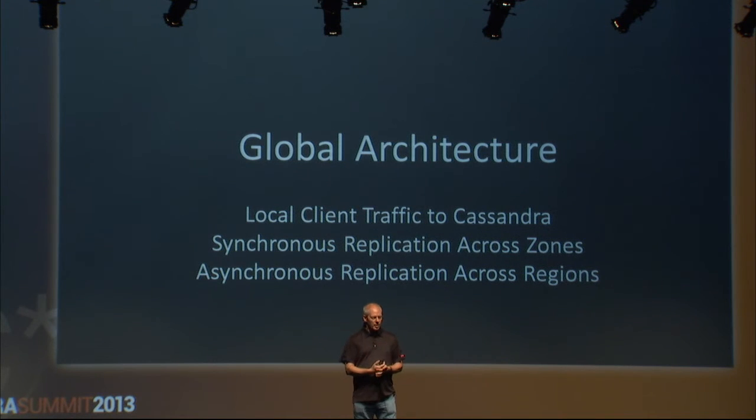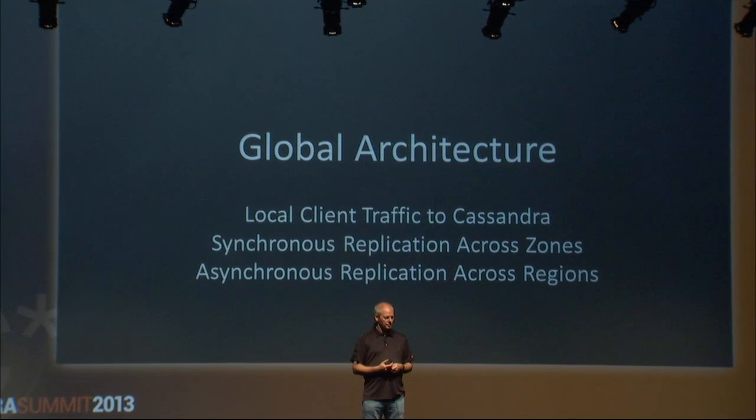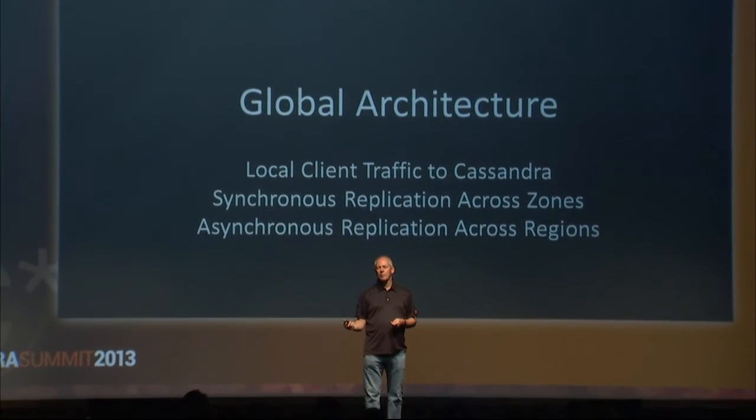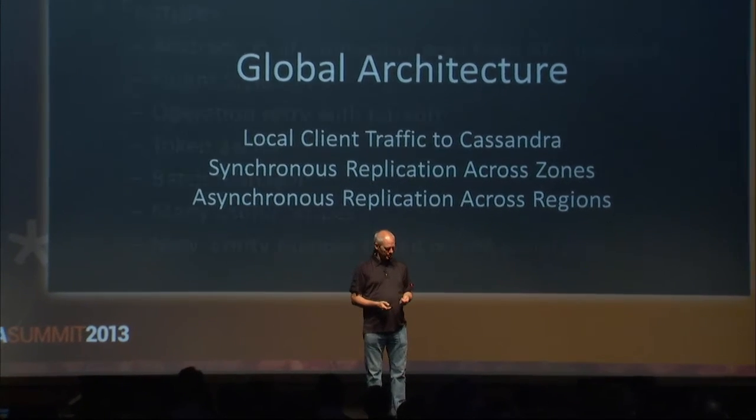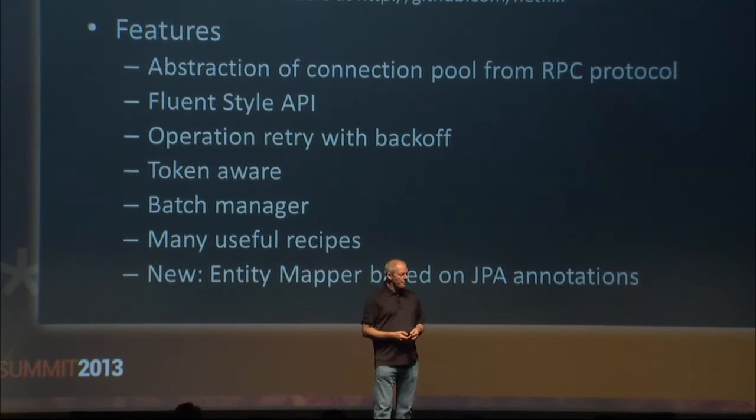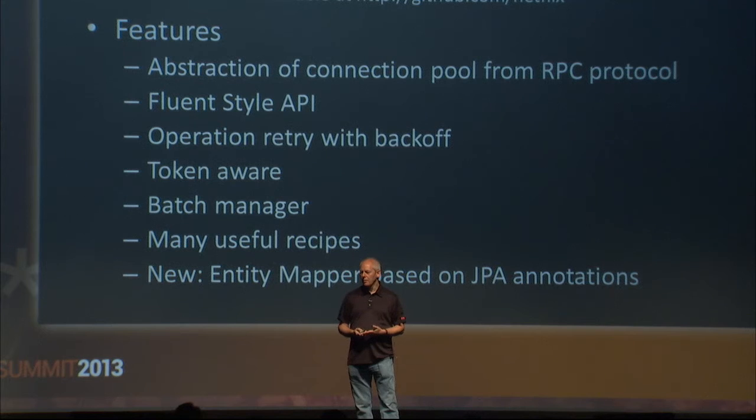Okay, so let's look at the global architecture and some benchmarks. If you think about what happens with a global Cassandra cluster, there's local client traffic coming in from the top, logically. There's synchronous replication going to the other replicas in that zone, within zones within a region, and we have asynchronous replication going cross regions. So to manage that, we built our own client library.